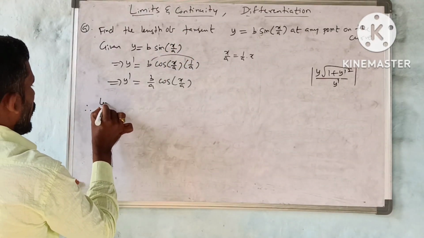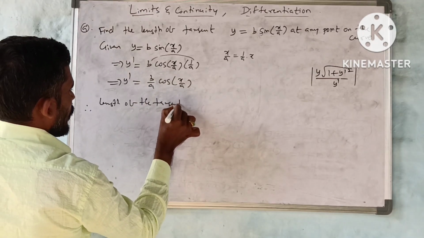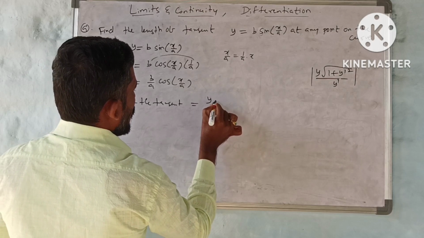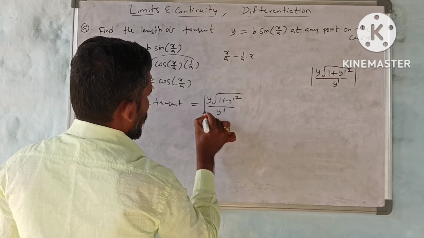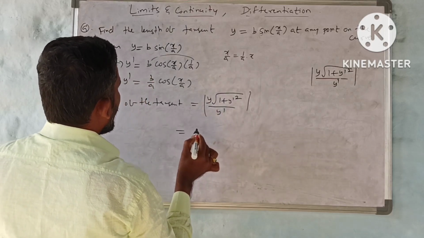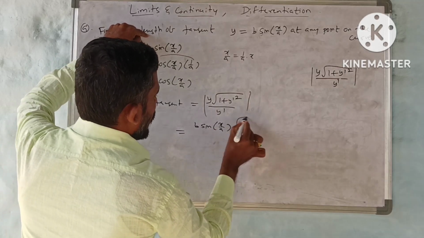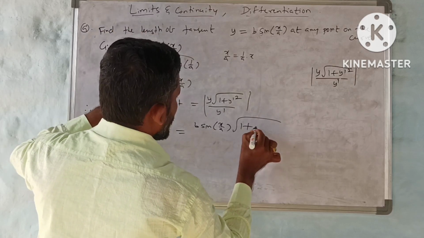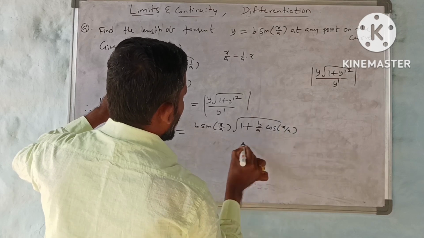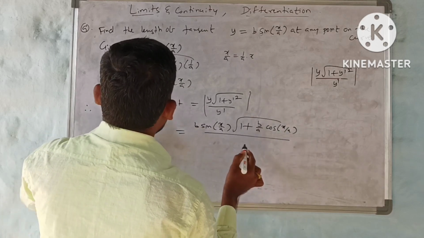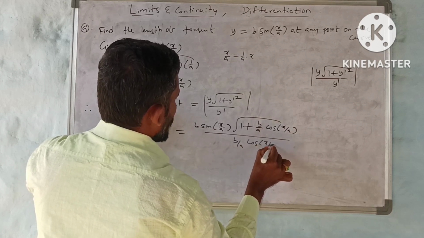Therefore the length of the tangent is: the principle is y times the square root of 1 plus y dash square, by y dash. Here y is b sin of x by a, and the square root of 1 plus y dash square, where y dash is b by a cos x by a, whole by y dash, which is again b by a cos x by a.